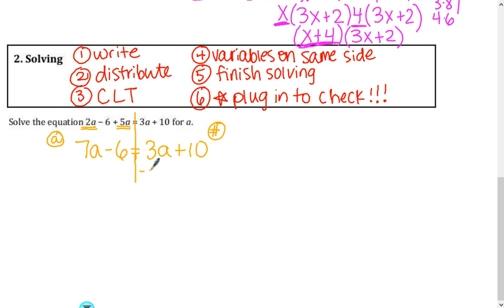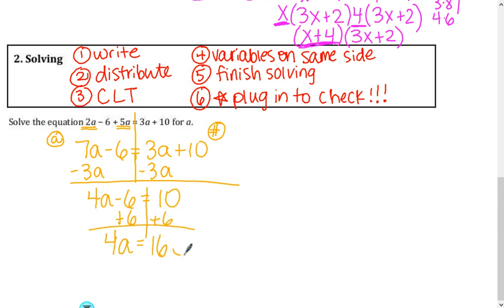So here I'm going to subtract these positive 3A's over here to the left side. Now who am I going to take them from, the A or the 6? Hopefully you know to take them from the A's, the like terms. So I get 4A minus 6 equals 10. From here we're just down to a two-step equation, and you can finish this one out by adding 6 to both sides.